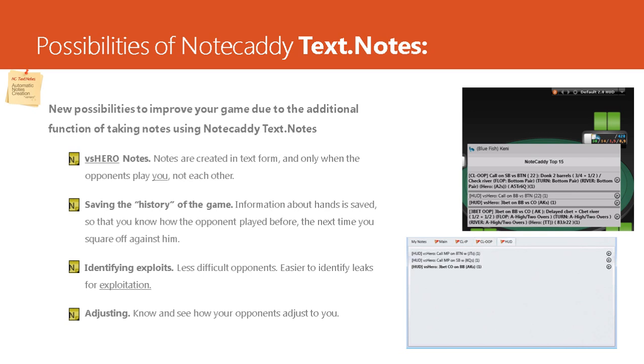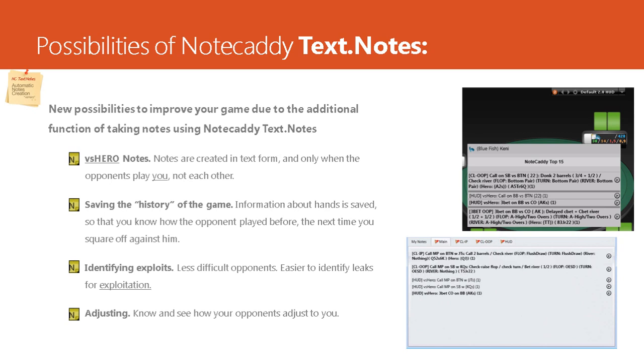Does he bet a lot with bluffs or strong hands? Now everything will be written in the notes, and you will be able to exploit this knowledge against the opponent. Another important aspect of poker is adjusting or correcting. Not only do you adjust to playing your opponents, but so do they. And it is important to take notice of this.